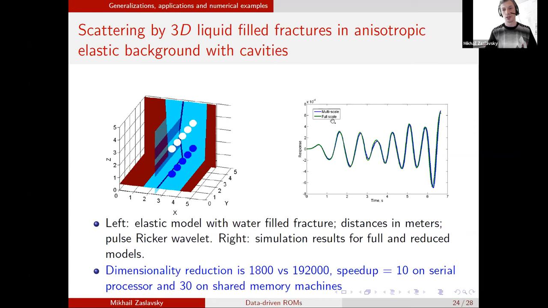So we compared the full-scale simulation, the green one, and the blue one, which is our multi-scale method. Clearly, the dimensionality reduction can be assessed at more than 100 times. Although the full-scale simulation was performed with a low-order scheme, the dimensionality reduction was significant, but the speedup was not 100. Still, it's of order 10 for serial computation on a serial processor, and of order 30 on shared memory parallel machines.